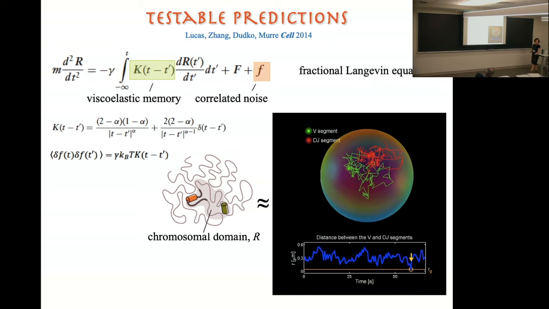And so we can ask a number of questions. For example, how long did it take these two segments to find each other, which is the mean first passage time problem, right? We can ask questions such as how this time scale is determined by the size of the confinement in which genomic segments move. And so these types of simulations allowed us to test our predictions. I will just highlight a couple of predictions.